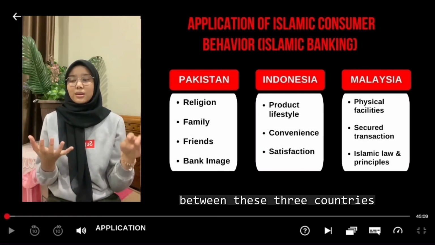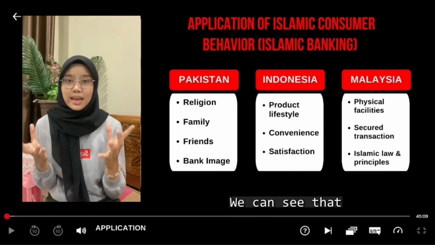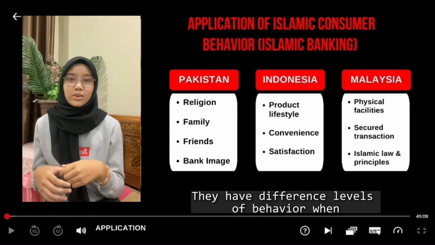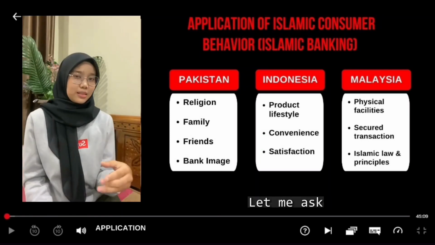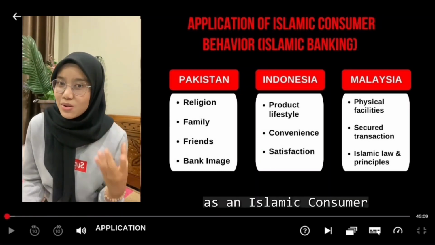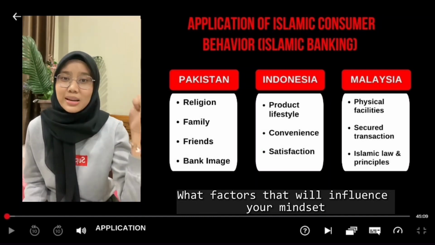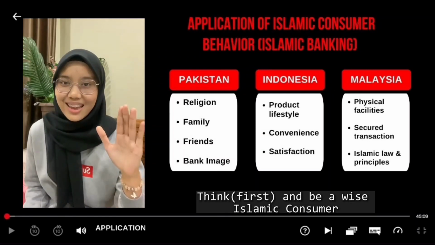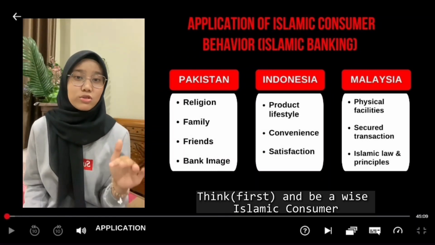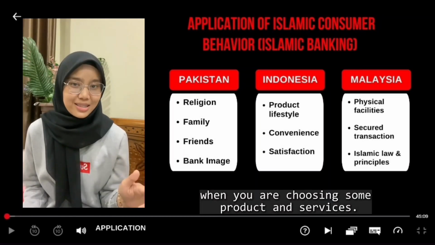So between these 3 countries, Pakistan, Indonesia, and Malaysia, we can see that they have different levels of behavior when they are choosing Islamic banking. So before I end, let me ask, as an Islamic consumer, what factors will influence your mindset when you are choosing something? Think and be a wise Islamic consumer who always prioritizes the Islamic ideas of justice when you are choosing some products and services.